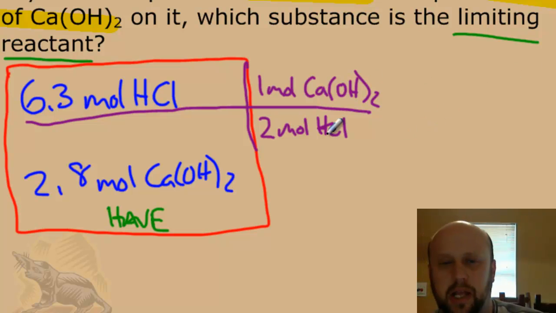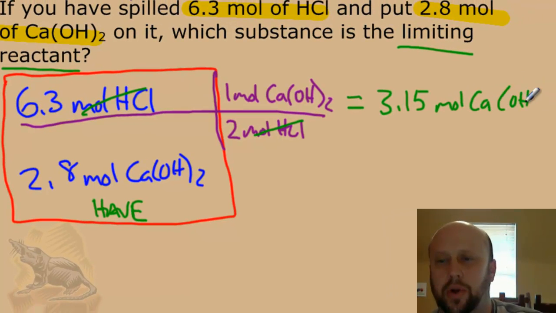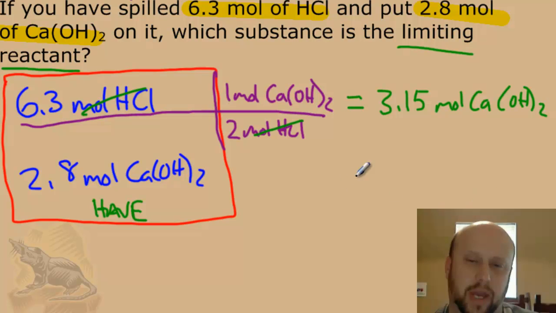So we punch that into the calculator. I cancel out what cancels. And I punch it in the calculator, and what I get is 3.15 moles of calcium hydroxide. And here again, really important that you label everything, okay?